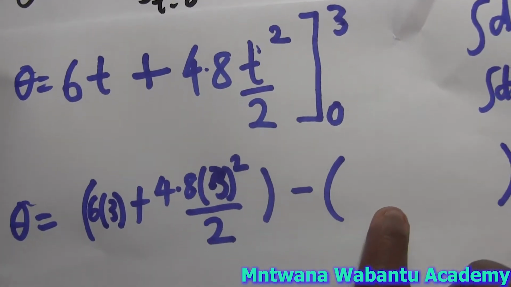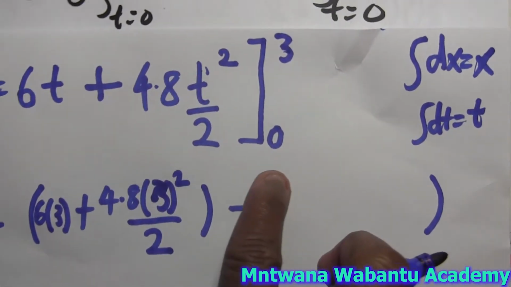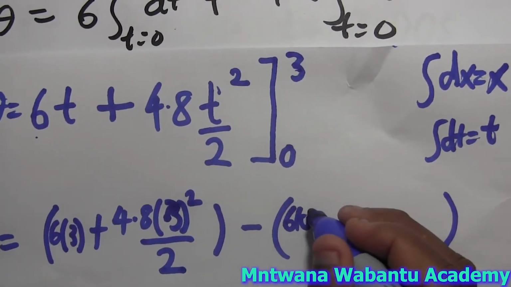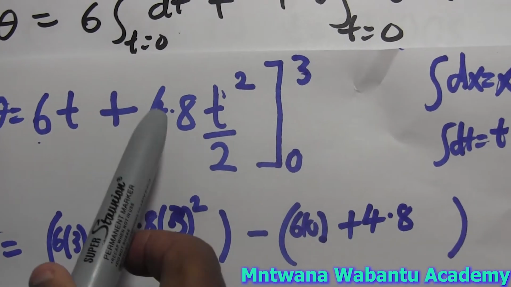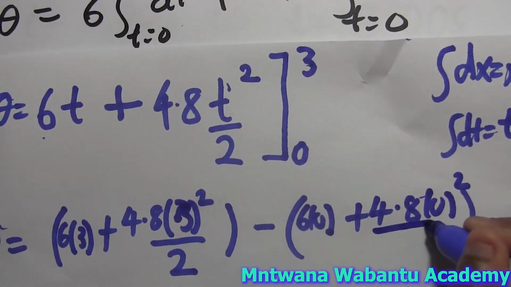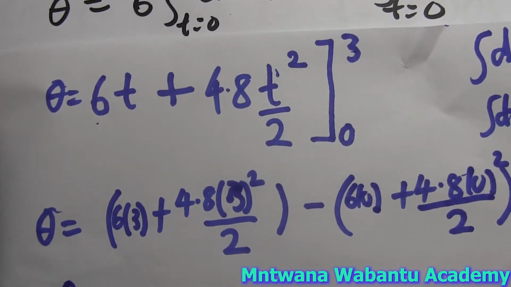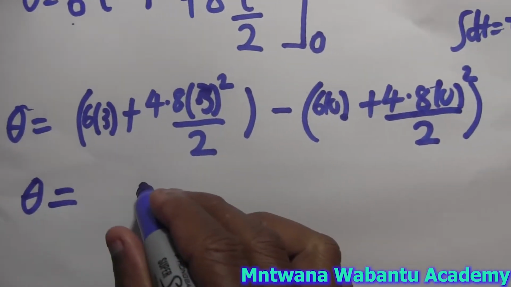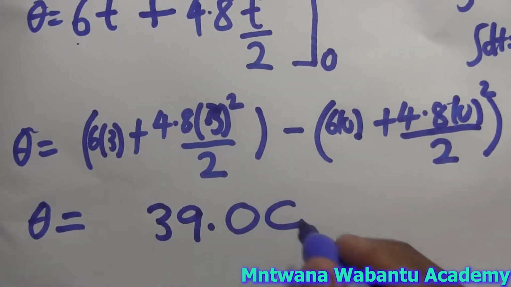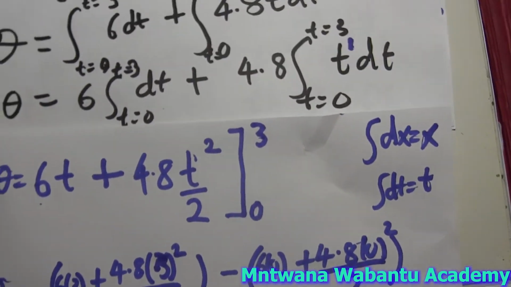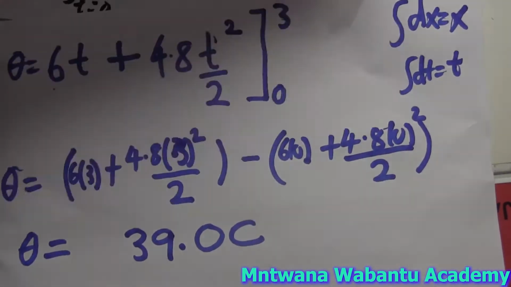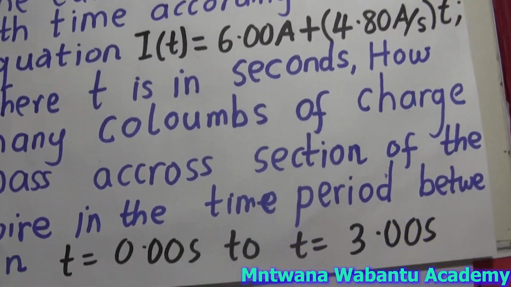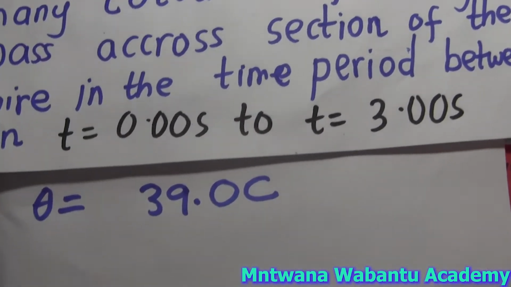Minus the lower limit. Whenever there's a t, we now put in the lower limit, which is 0. So it's going to be 6 times 0 plus 4.8 times 0 squared over 2. Take that and plug it into the calculator. It's going to give you 39.0 coulombs. So from this question, if the current is flowing from 0 to 3, the charge is 39 coulombs.